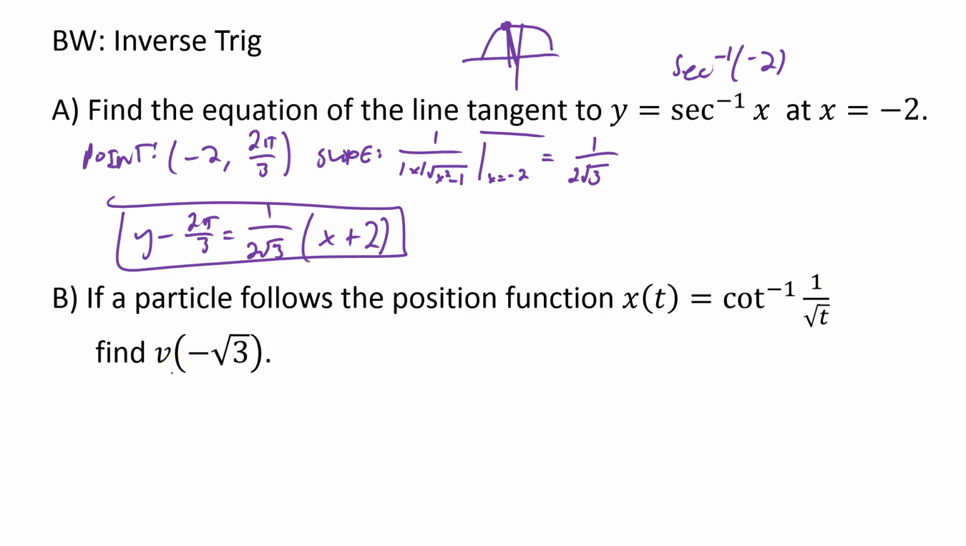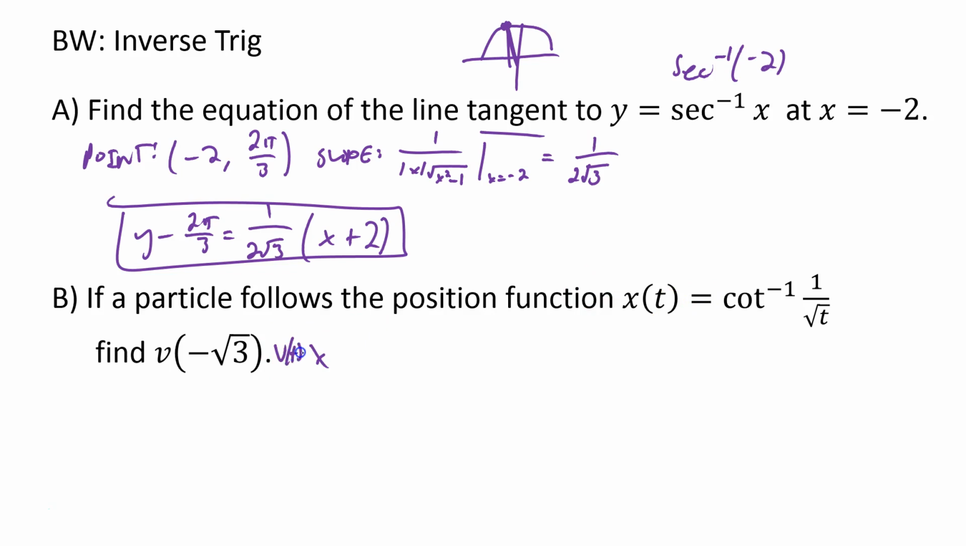They want v of -√3. All right, so our point is going to be, if we plug -√3 in here, let's see. That's a messy one. Let's see. So am I missing something? Let's see, it would be cotangent inverse of 1 over square root of -√3. Oh, I don't have to find the tangent line. That's why this is messing me up. Come on, Mr. Fransky. All right, so then what? Just v. So that's just x prime.